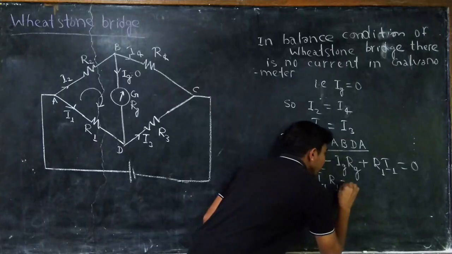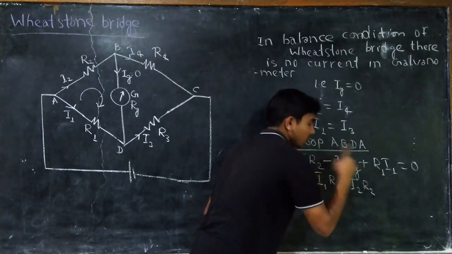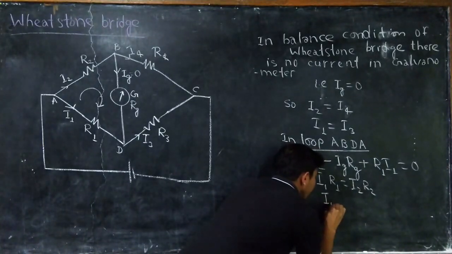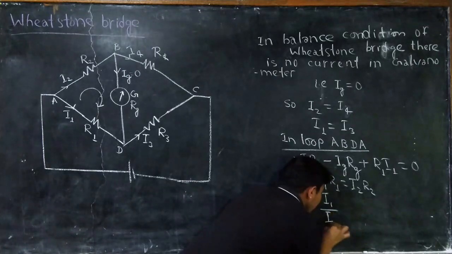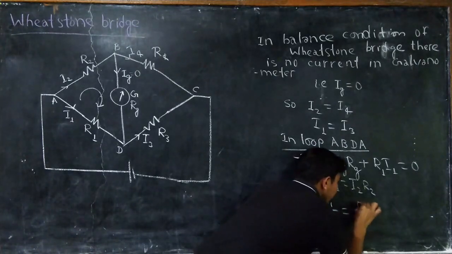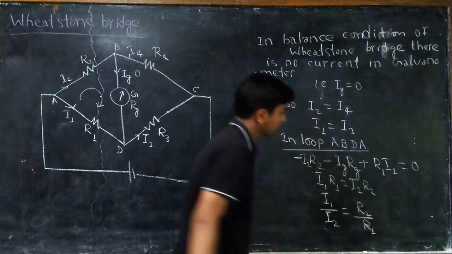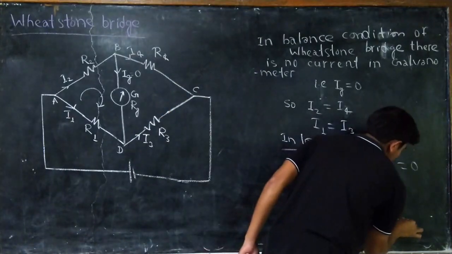I1 R1 is equal to I2 R2 if I take this one to the other side. So the final value is coming I1 by I2 is equal to R2 by R1, right? You are able to see that. Suppose this is your equation 1.